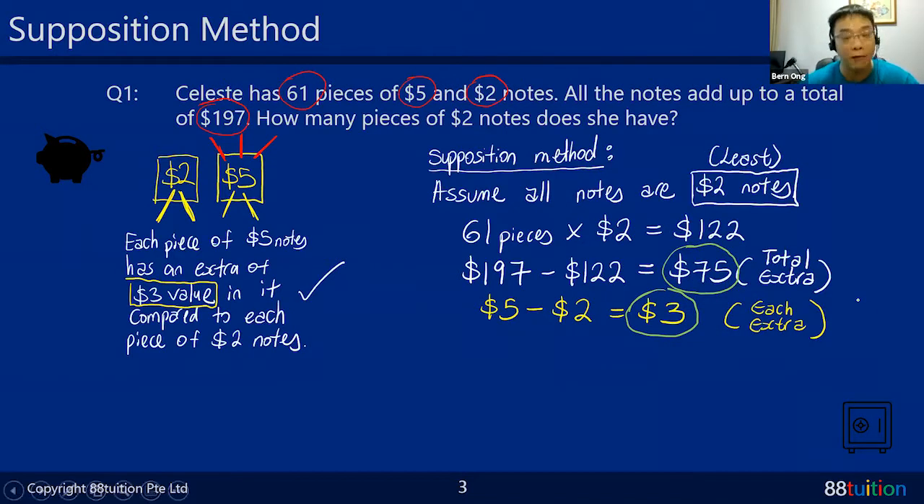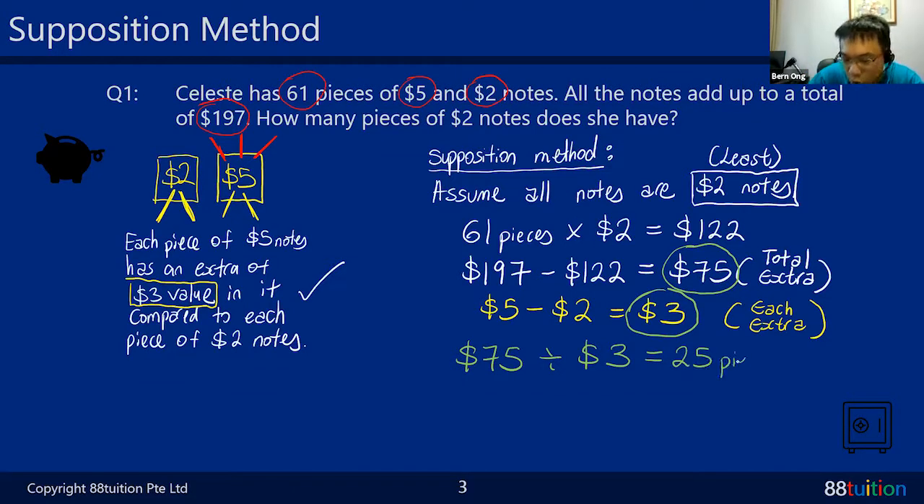So the question to ask yourself: inside $75, how many $3 extra are there? Because $75 is your extra. So inside your $75, how many sets of $3 extra are there? You take 75 divided by 3, that will give you 25 pieces. Pieces of what? Remember, your extra comes from the $5. The $5 is $3 in terms of value more than your $2, right? So these 25 pieces are actually your $5 notes. Can you see or not? So you have decided already that you have 25 pieces of $5 notes.